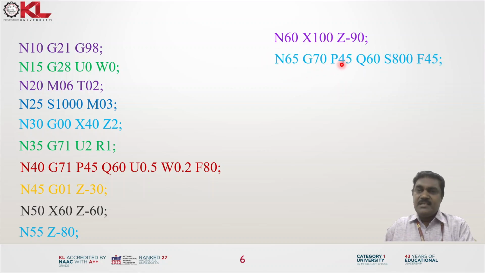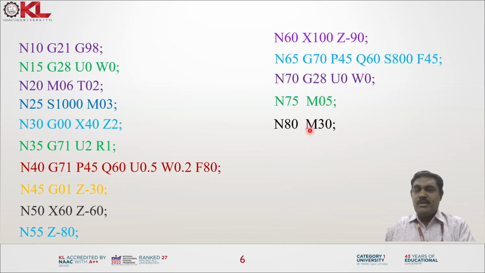So G70, again with the same block numbers, the starting block number and finishing block number, and according to the finish you can change the spindle speed and feed. According to that, the machining takes place. After completion of the finishing operation, send the tool to the home position with G28 U0 W0 and spindle stop. Program end and rewind. So this is the simple program we can write in the multiple turning cycle.